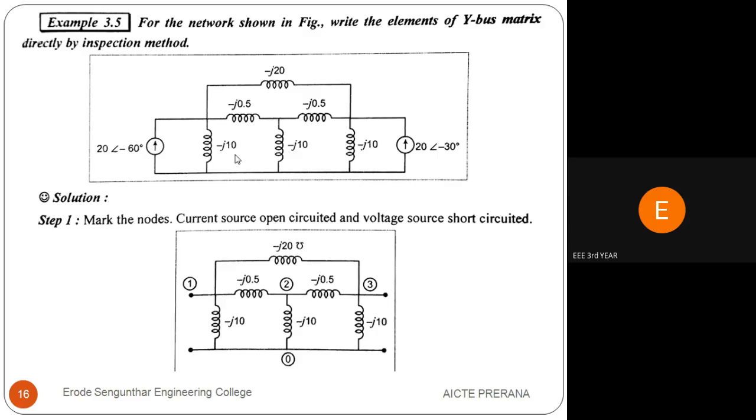After open circuit, we have to mark the nodes. So first I'm removing these two voltage sources. After that, I'm considering three nodes in total: here node one, two, three. And the reference node is taken as zero. So totally here we have three nodes. So what is the output? We will definitely get a 3 by 3 matrix.